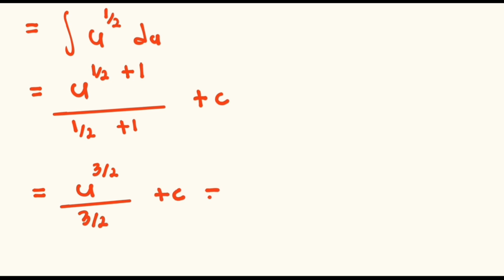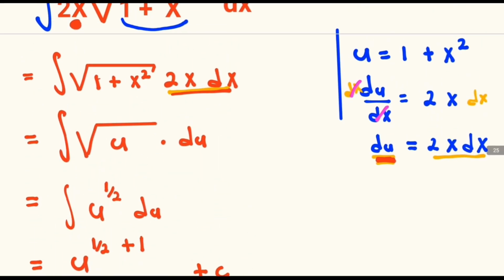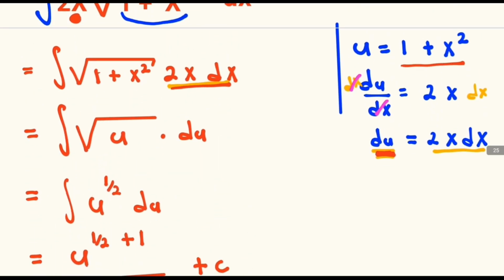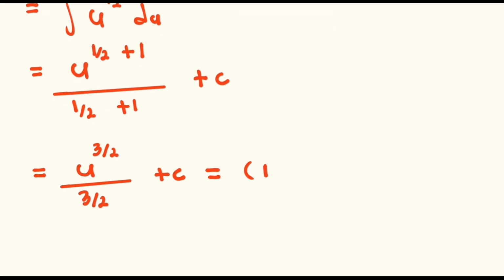We substitute back the 1 plus x squared in the place of the u, and the u is raised to the power 3 over 2, so even the 1 plus x squared will be raised to the power 3 over 2, and this is divided by the 3 divided by 2 plus the constant c.